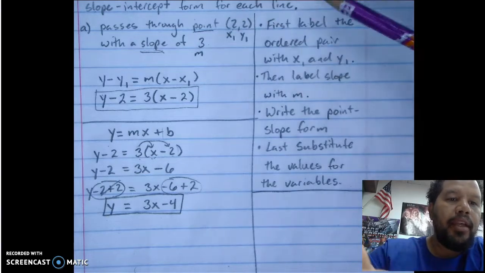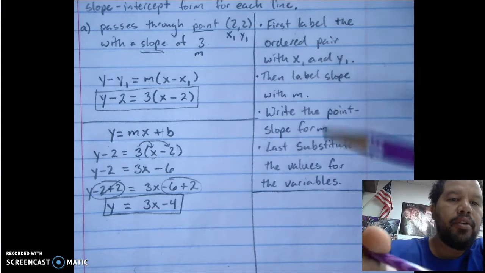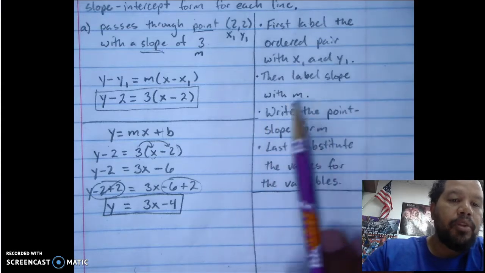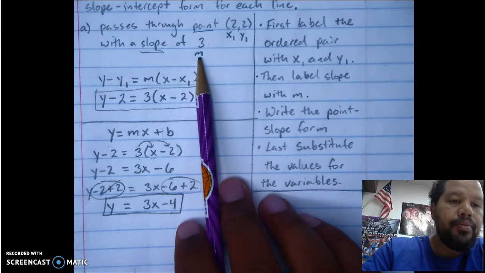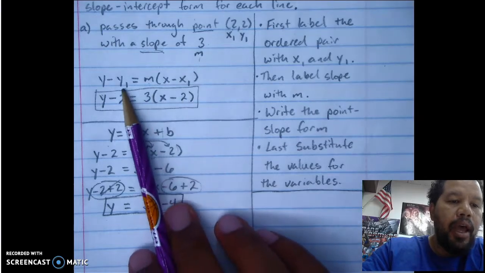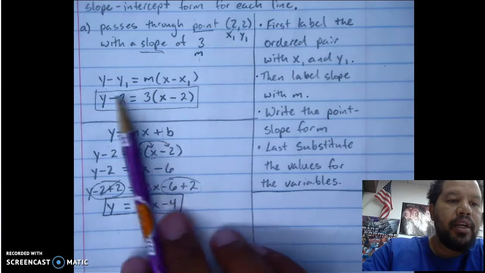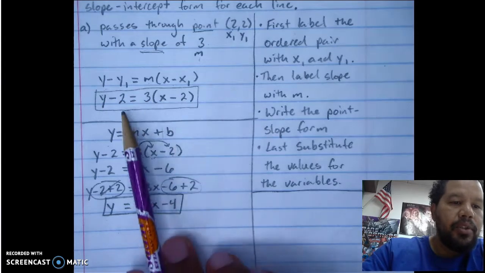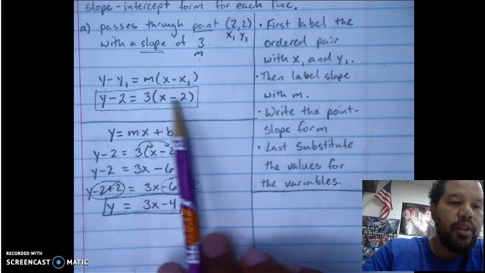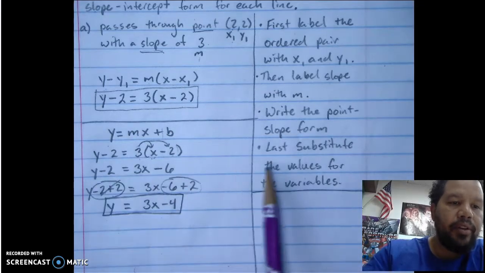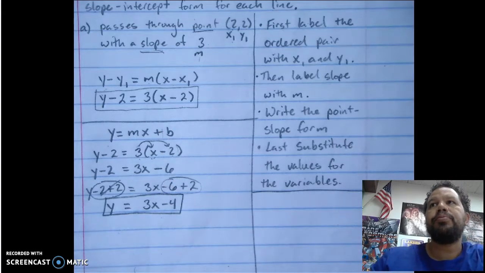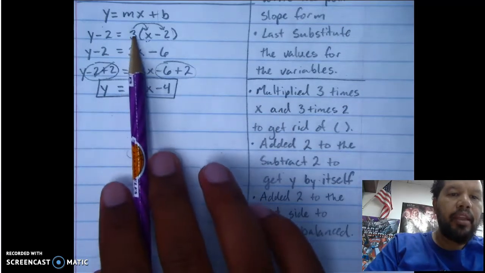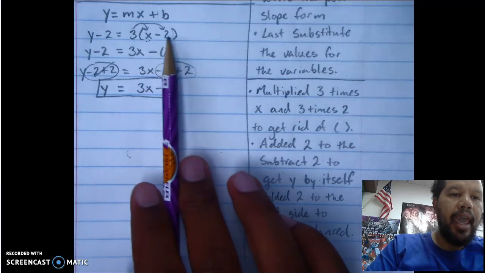Okay, so what I did was first label the ordered pair with x1 and y1. Then I labeled the slope with the m. Next, I wrote out what the point slope form is right here. And then last, I went ahead and substituted my x1 value, my y1 value, and the m value into my point slope.